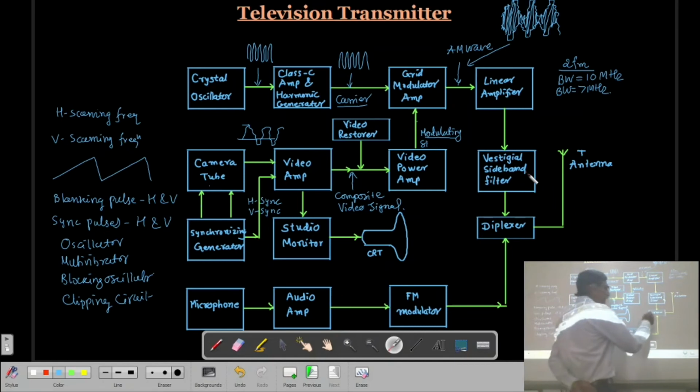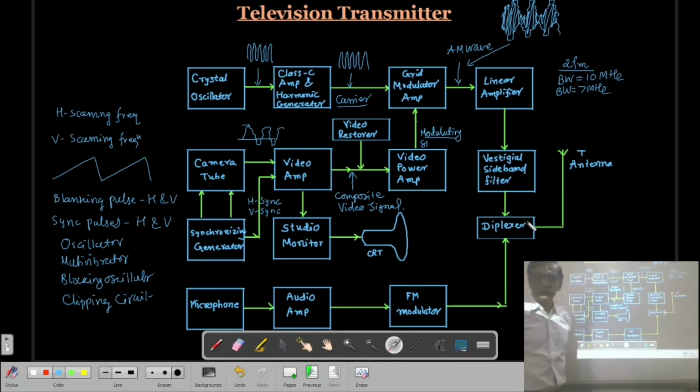And then here it is given to a kind of circuit which is known as a diplexer. Now in a studio, when this video signal is generated, if you want to watch the program or edit something, there will be a studio monitor where you can see the program and accordingly you can take the decision.